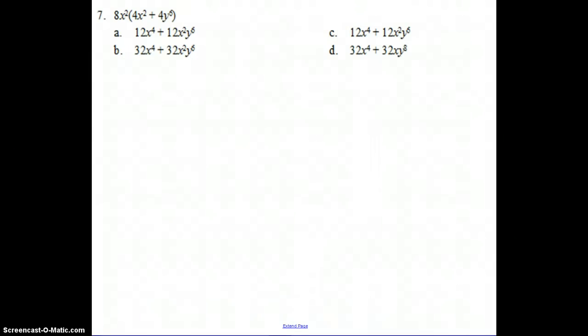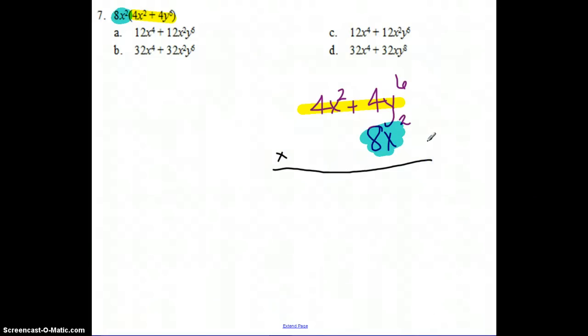Okay, now, same thought on this one. For multiplying, this has more terms, so it has to go first. So 4x squared plus 4y to the 6th. And then I'm going to put the 8x squared below. That's where this part comes from. Then I'm going to add my multiplication sign out here and my line.